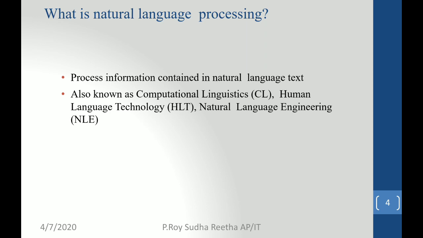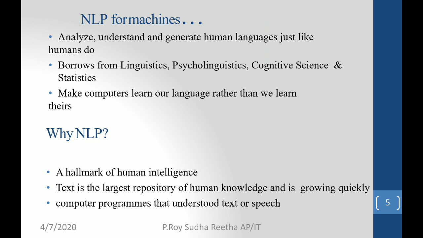Basically, natural language processing is also called by many other terms. The first one is computational linguistics, human language technology, that is HLT, and natural language engineering, NLE. These three are the other names by which natural language processing is referred. And why we are going for natural language processing, that is specifically meant for machines. That's the thing we are going to see here.